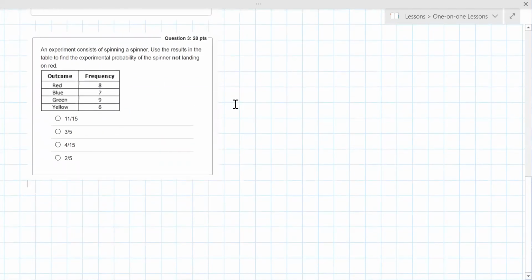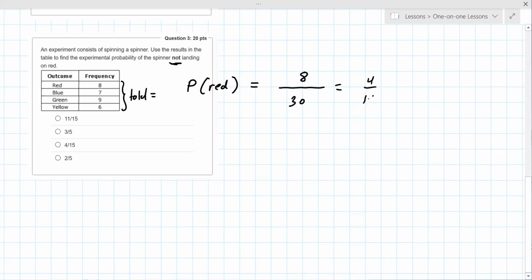Okay, an experiment consists of spinning a spinner. Use the results in the table to find the experimental probability of the spinner not landing on red. Okay, so a couple of things here. Whenever you have a question that says not, you always want to ignore that first. So what's the probability of landing on red? The probability of landing on red is the number of reds, 8, over the total. You've got to find your total here. What's your total? 30. Okay. So the probability of red, if you reduce this, is 4 out of 15. Do you agree with that?